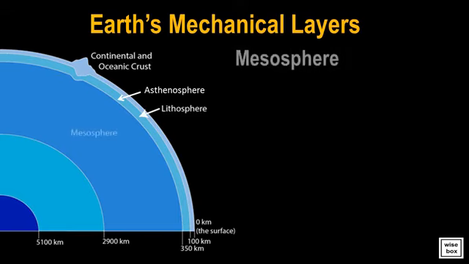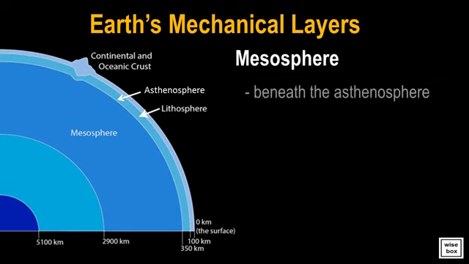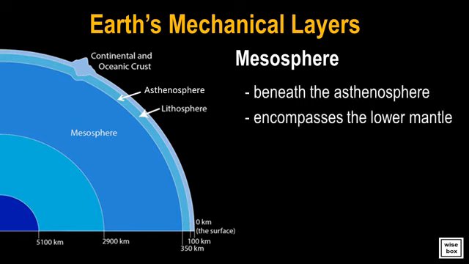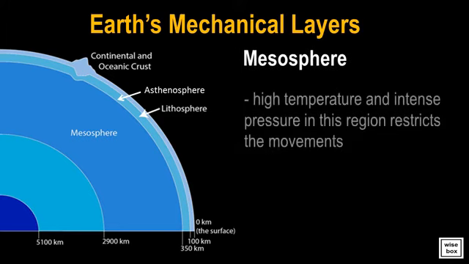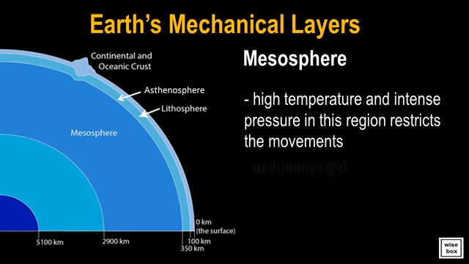The mesosphere is located beneath the asthenosphere. It encompasses the lower mantle, where material still flows, but at a much slower rate than the asthenosphere. The high temperature, but intense pressure in this region, restricts the movements of materials and substances, which makes it extremely rigid.